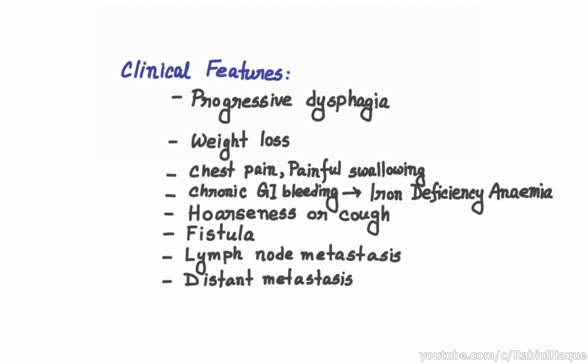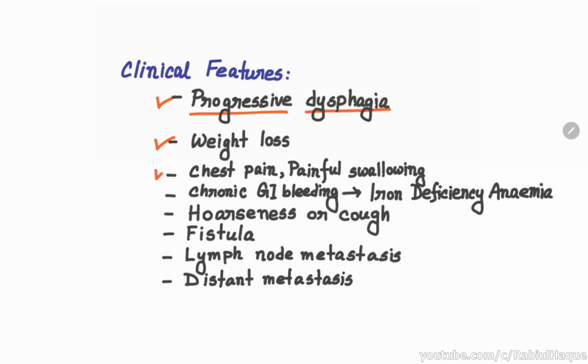Now let's move on and talk about the clinical features of squamous cell carcinoma of the esophagus. The most common symptom is progressive dysphagia and weight loss. What do we mean by this term, dysphagia? It means difficulty in swallowing. And what do we mean by progressive dysphagia? It means initially the patient will have difficulty in swallowing only solid foods, but ultimately as the disease is progressing, the individual will have difficulty in swallowing all types of food, both solid as well as liquid food.